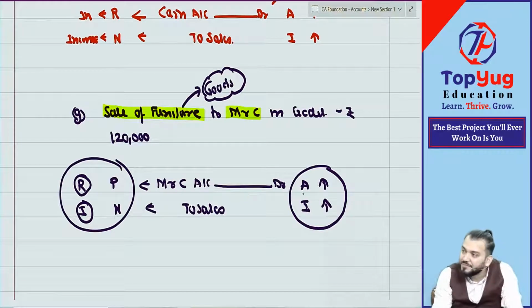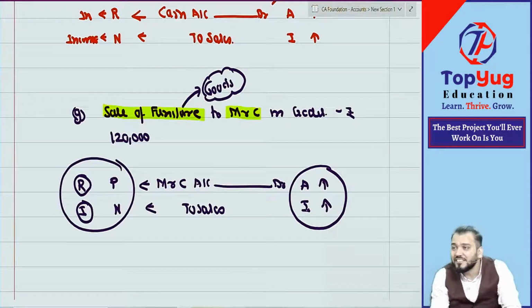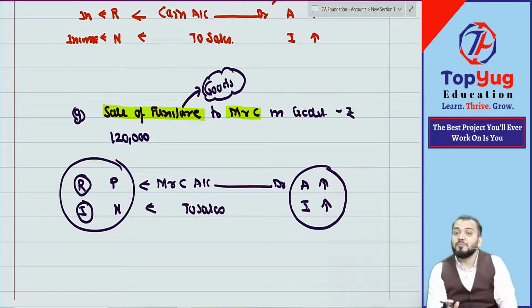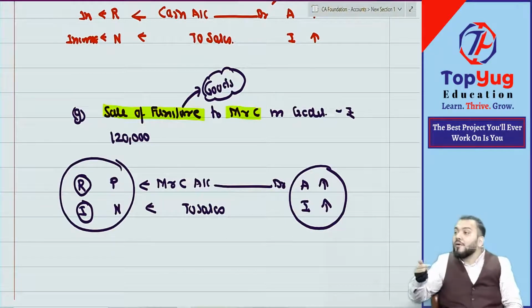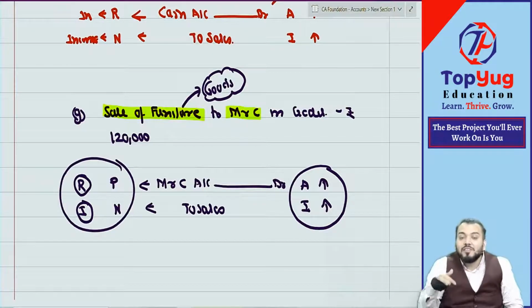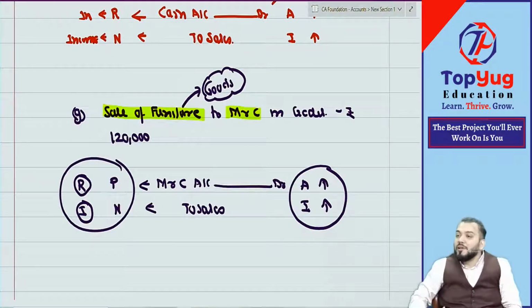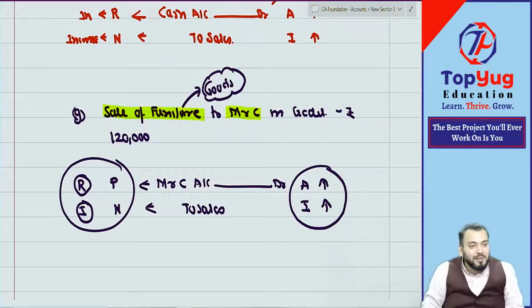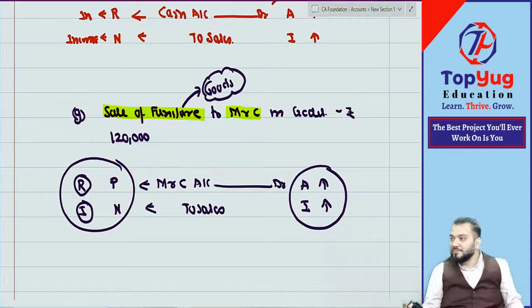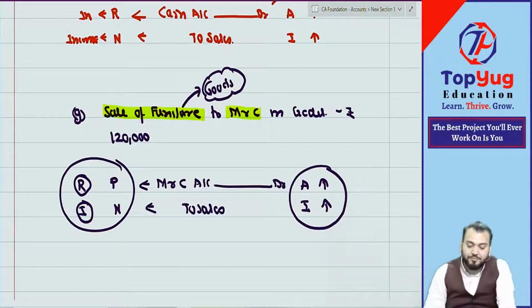Mr. C is an asset. Why is Mr. C an asset? Because amount receivable from any person is an asset. Whenever there is a personal account, just find out whether it is amount receivable or amount payable. Amount receivable will be an asset. Amount payable will be a liability. Increase in asset will be debited, increase in liability will be credited. Correct? Have you understood this point number G?